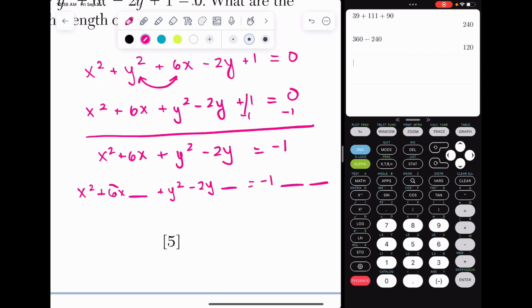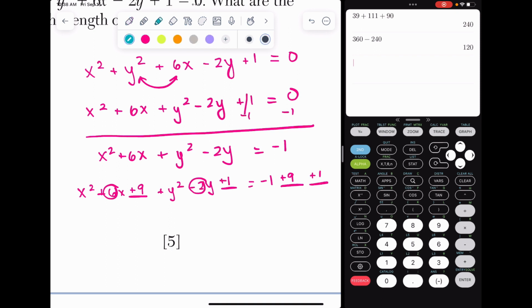We're going to look at the coefficient of the x and the y terms, each one individually, halve them and square them. So with the 6, if I halve it and square it, I get plus 9. With the negative 2, halve it and square it, I get plus 1. And remember, our equation must be balanced, so let's put that over on the right.